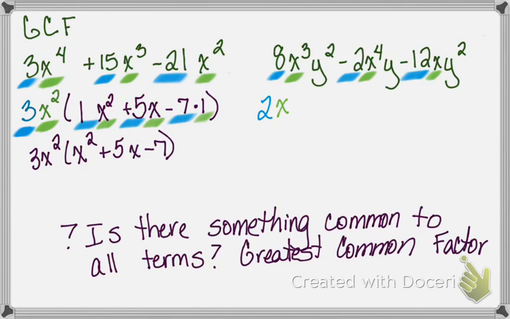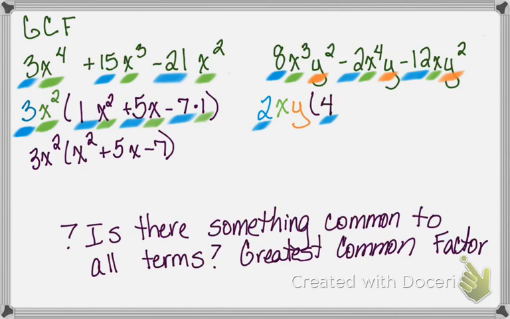Now I have another variable that I have to look at. I have y squared, y, and y squared. What is common to all of those? Okay? So now I'm going to do it the same way. I'm going to look at the 2. So I'm going to ask myself, 2 times what gives me 8? Good.